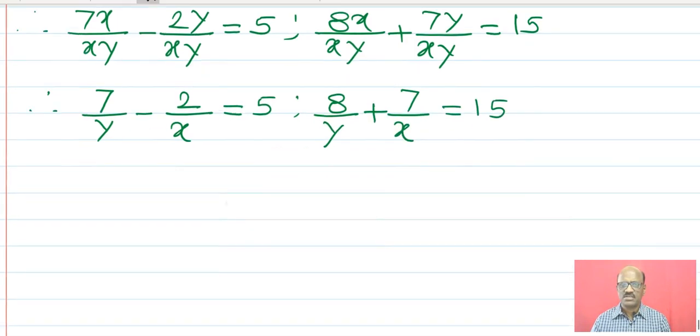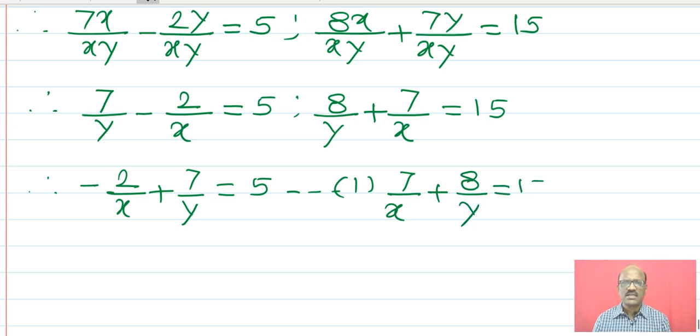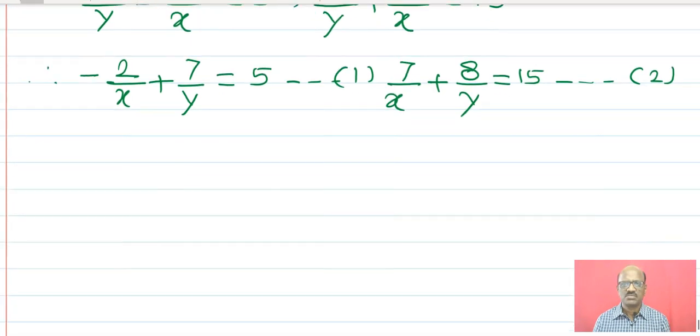Now we can write the equation in the standard form, that is the term of x first of all, then y, then equals to sign and constant. Therefore equations are minus 2 upon x plus 7 upon y is equals to 5. This is equation number 1. And second equation is 7 upon x plus 8 upon y is equals to 15. This is equation number 2.